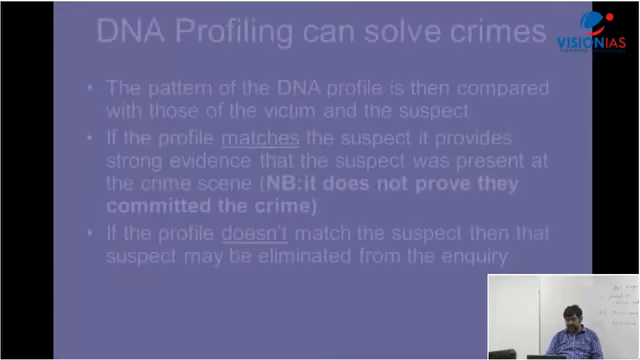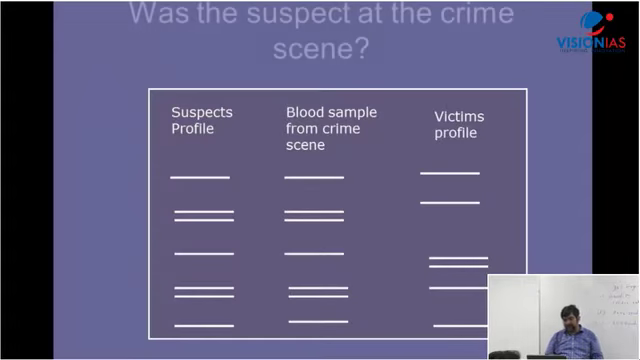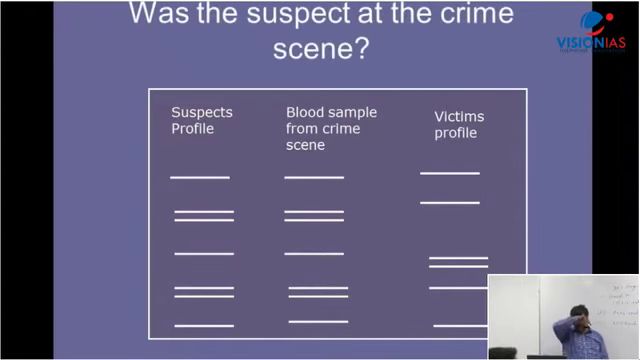Now look at this part here. Let me ask you about this one. Tell me, in this, was the suspect at the crime scene? This is a band pattern. Suspect profile, blood sample from crime scene, victim's profile. Is it there or not? It is very clear from the sample. Just look at the blood sample from the crime scene and the suspect profile. An exact DNA match is there. The person is present, right?